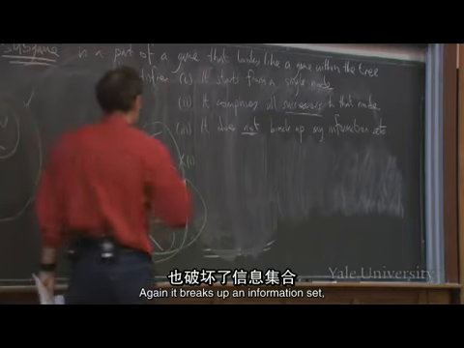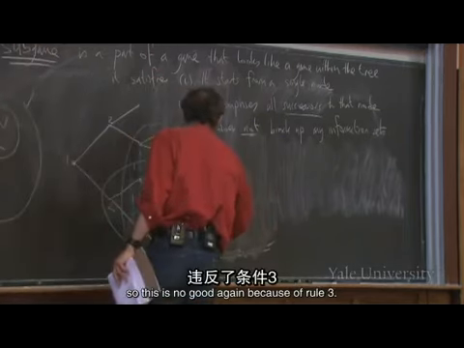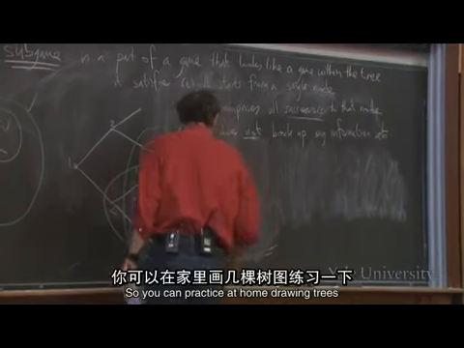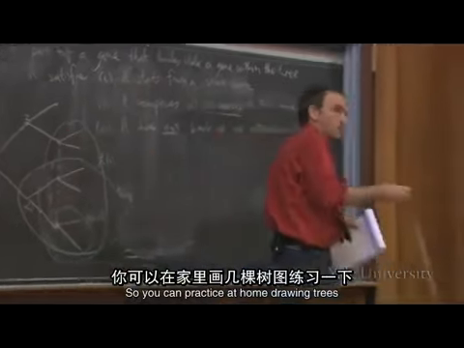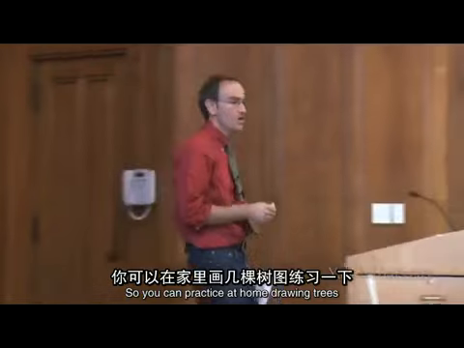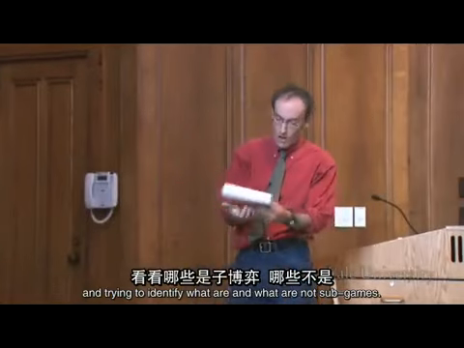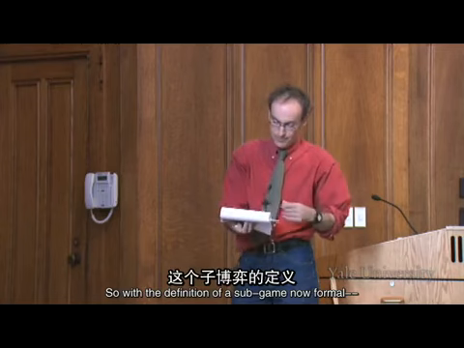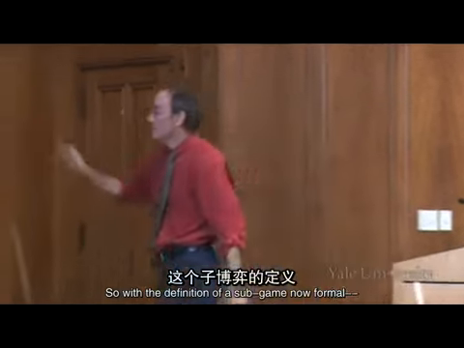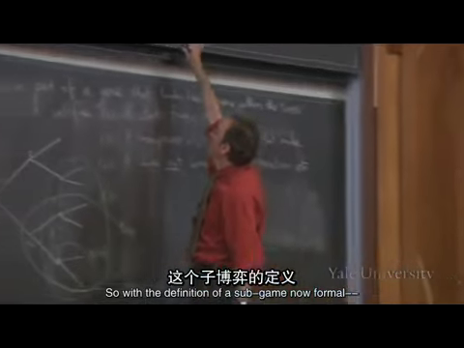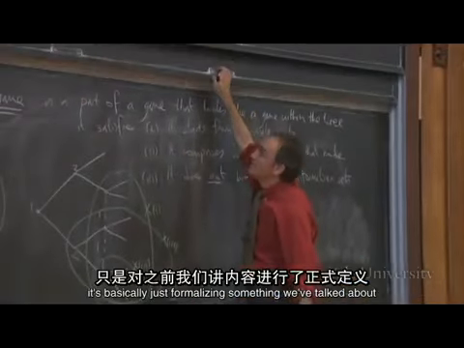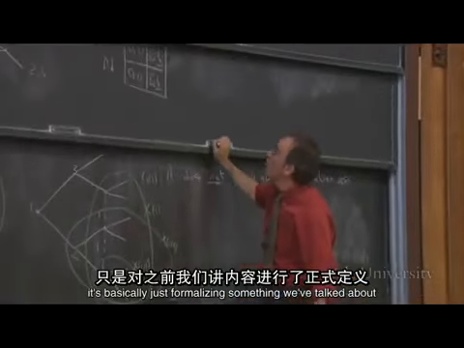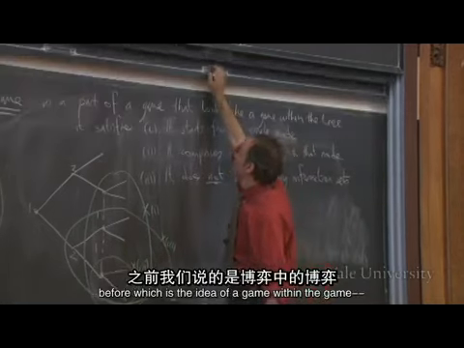Again, it breaks up an information set. All right, so this is no good again because of rule 3. All right, so you can practice at home drawing trees and trying to identify what are and what are not subgames. All right, so with the definition of a subgame now formal, it's basically just formalizing something we've talked about before, which is the idea of a game within the game.